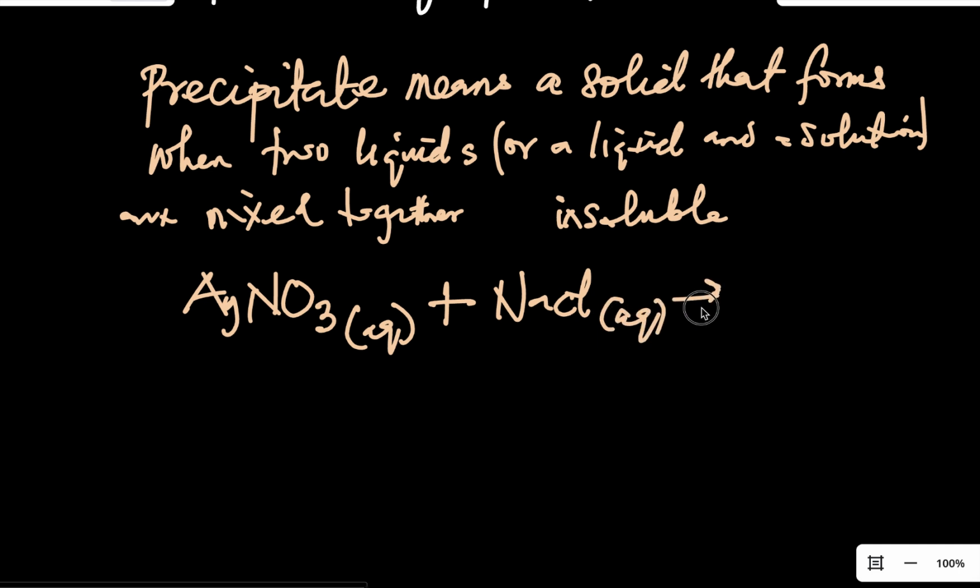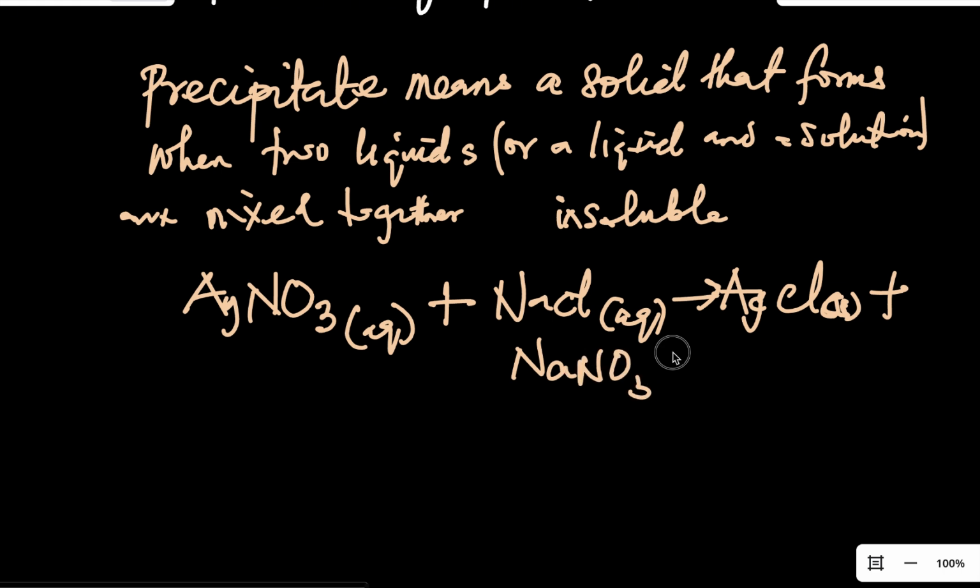This will produce AgCl, which is a solid. I'm just trying to balance the equation real quick, which is solid plus NaNO3, which is an aqueous solution as well. Good. So this is what it will produce.